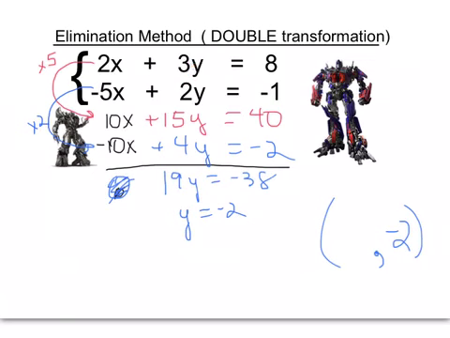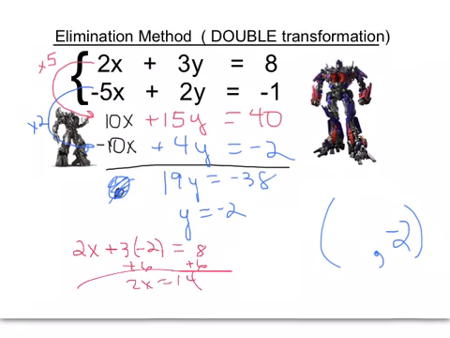I'm going to plug it in right here. So here we have 2x plus 3 times negative 2 equals 8. I'm going to add 6 on both sides because that's a negative 6. And I get 2x equals 14. X equals 7. Plug that guy in right there, and you've got the answer, 7, negative 2.